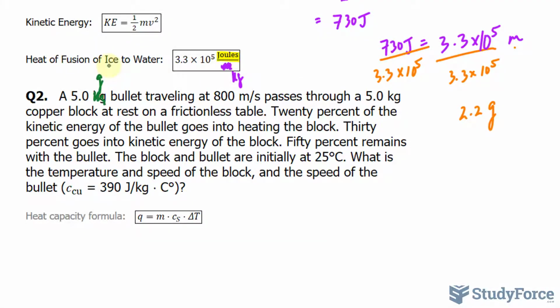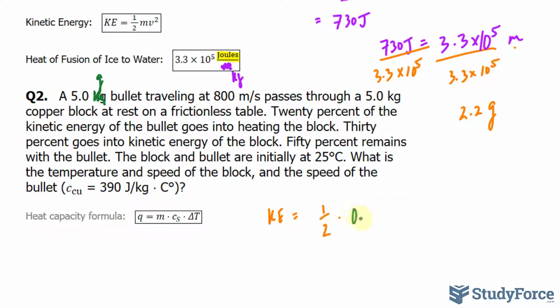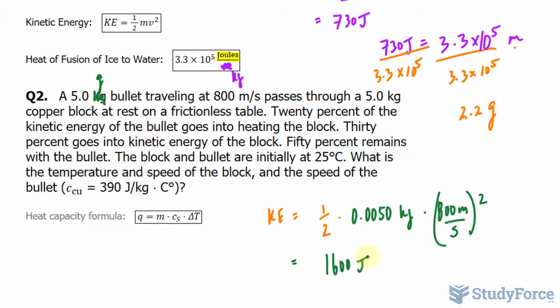Alright, we'll start by finding the kinetic energy of the bullet using the same formula we used in question number 1, being half times the mass, 5 grams made into kilograms. That value needs to be in kilograms. So we will divide that by 1,000. We get 0.0050 kilograms multiplied to the speed of 800 meters per second to the power of 2. Using your calculator, you should get 1,600 joules of kinetic energy.